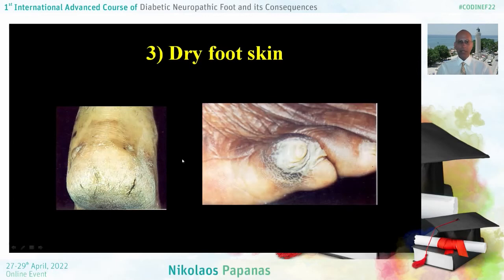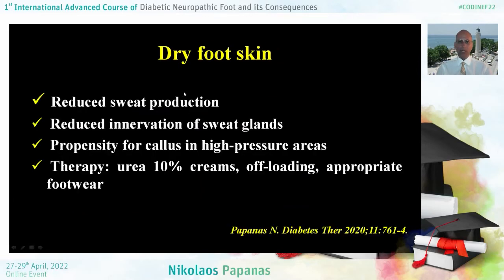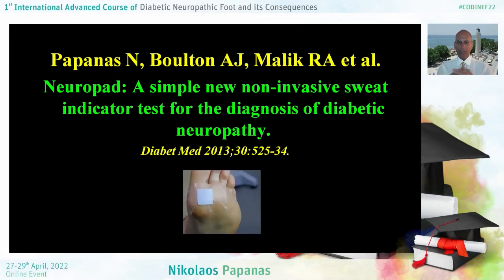Now, dry foot skin, as seen especially on the left panel, is attributable to reduced sweat production, which in turn is attributed to reduced innervation of sweat glands and reduction of their size, leading to propensity for callus in high-pressure areas, as we've already seen, and therapy including urea creams, offloading, and appropriate footwear. Now, neuropads, as seen in this narrative review of almost 10 years ago, is a simple, non-invasive indicator test which diagnoses dry skin in the foot, but also has been used as a measure of diabetic neuropathy, at least as a screening tool, as we have repeatedly shared.